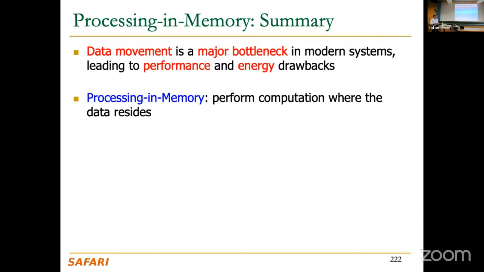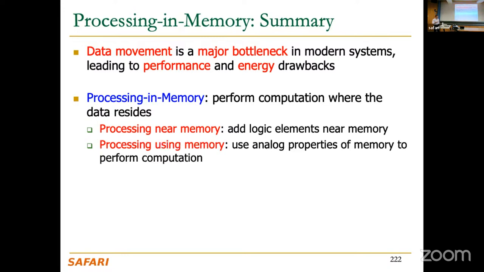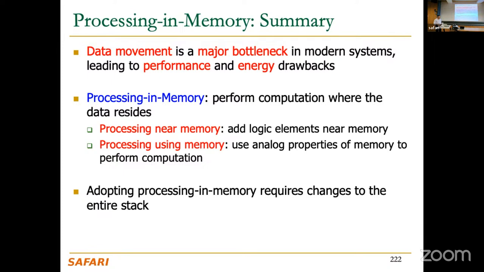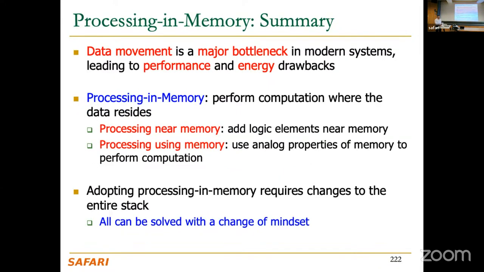And processing in memory tries to mitigate this bottleneck by moving computation to where the data resides. There are two main approaches: processing near memory, which adds logic near the memory design. Think about UPMEM, think about the Samsung solutions, the FIMDRAM, the ones from Alibaba, the ones from SK Hynix, AiM, all of those works that Juan presented. And then there is processing using memory, which uses the memory cells themselves for computation. So RowClone, Ambit, SIMDRAM, PLUTO, all of those techniques that I presented here today. Adopting processing in memory requires quite a lot of changes in the stack, but all of that can be solved with a mindset shift. Is there any question related to anything that I talked about today?